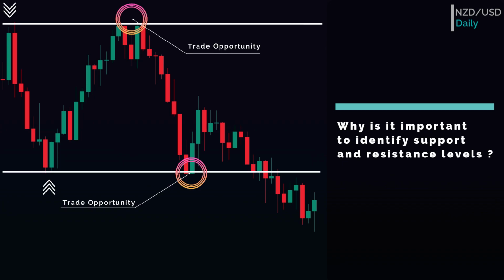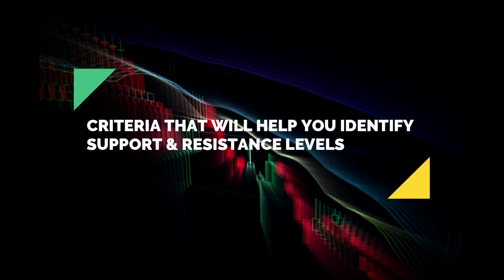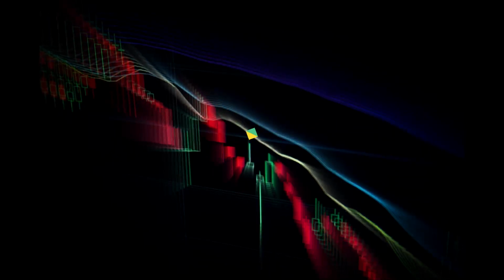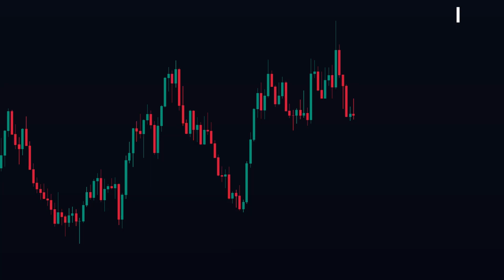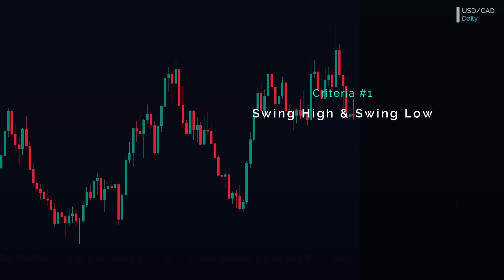To be able to identify these levels, I will list for you certain criteria that you need to take into consideration. But guys, keep in mind that not all of them should be met. Even one is enough to identify a level. The first one is the level of swing high or swing low. This is one of the most important steps that I will show in details in a minute.